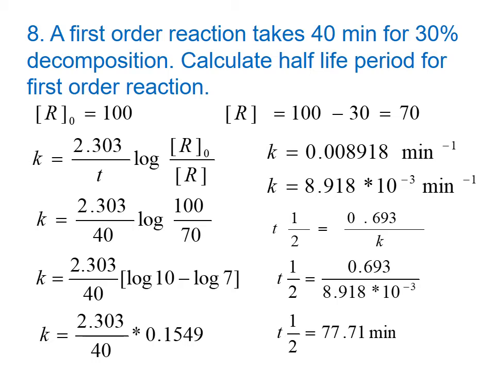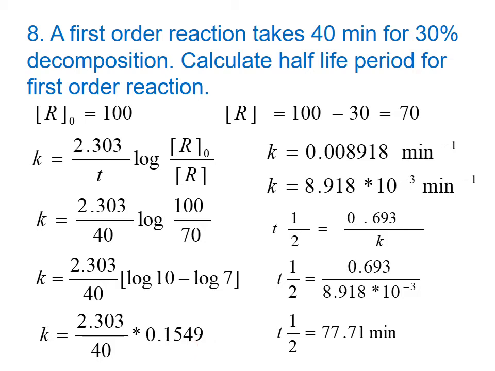So that point is very important. Understand clearly the value of initial concentration and concentration of reactant at a certain time. K equal to 2.303 by 40 log 100 by 70, 0 will be cancelled. So log 10 by 7. Log 10 by 7 equal to log 10 minus log 7. Then K equal to 2.303 by 40. Then log 10 is 1. So 1 minus log 7, and the final value is 0.1549.